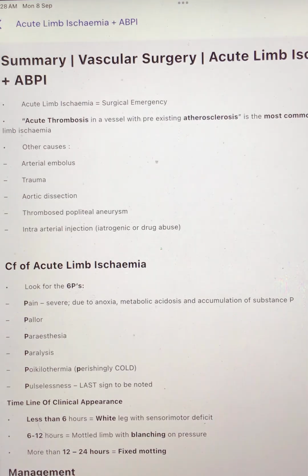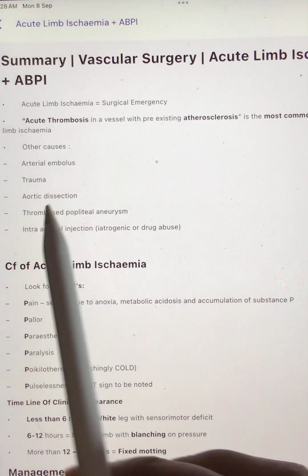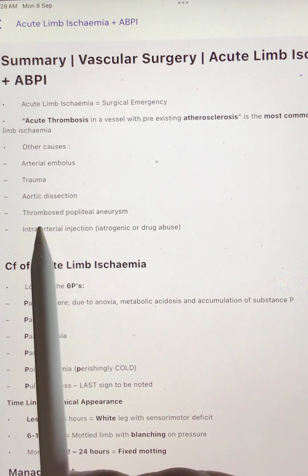So what about this acute limb ischemia? Summary: vascular surgery, acute limb ischemia, ankle. So acute limb ischemia is a surgical emergency. Acute thrombosis in a vessel with pre-existing atherosclerosis is most common. There has to be some atherosclerosis, and thrombosis is the most common cause of acute limb ischemia. Other causes are arterial embolus, trauma, aortic dissection, thrombus.